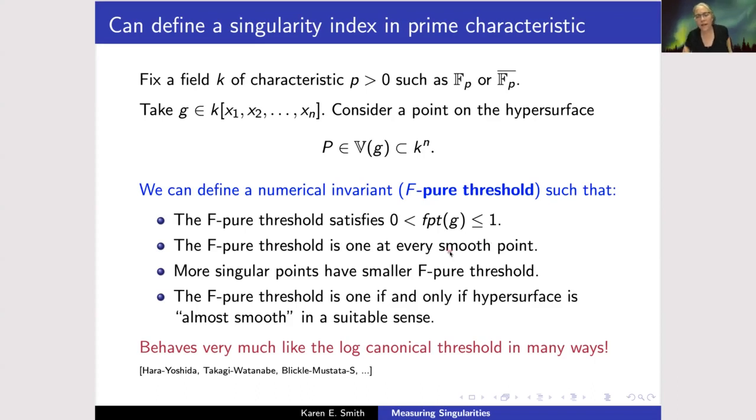We also saw that the log canonical threshold could be 1 even when the hypersurface had some singularities, but they were mild singularities in a suitable sense. And that's exactly the same thing that we're going to do in characteristic P now: we're going to define a numerical invariant of singularities that is going to behave like the log canonical threshold.